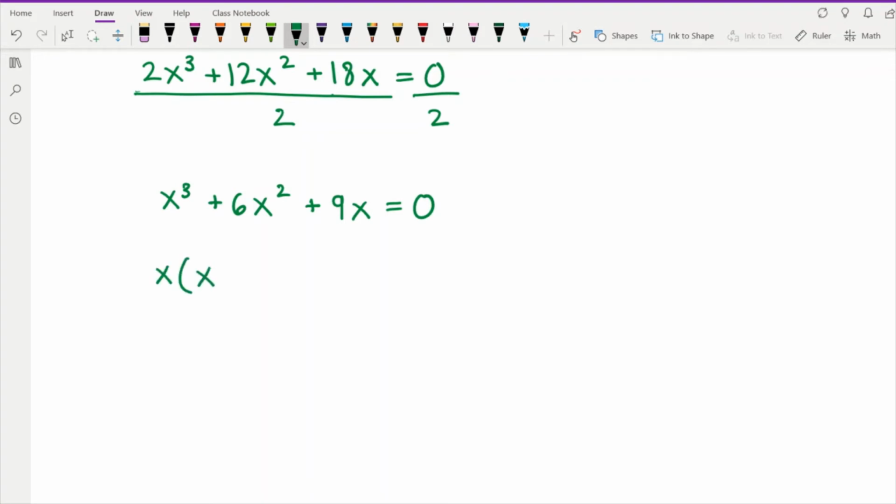So if we factor out an x, we're left with x squared plus 6x plus 9. And so now we're left with this part to factor. This one is a little easier to factor than the last example. So this one is just x plus 3 times x plus 3.